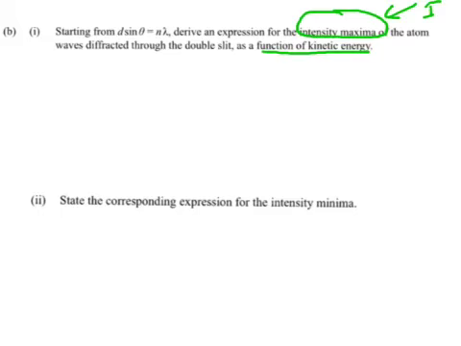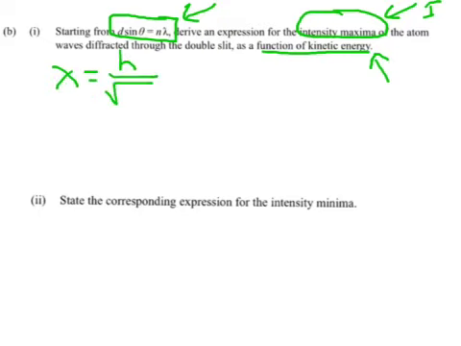What it's actually talking about is it doesn't want a particular I equals something. It wants you to start from this equation, d sine theta equals n lambda, to derive an expression for the intensity maxima as a function of kinetic energy. This here is an expression for the intensity maxima, but it's a function of the wavelength, not the kinetic energy. So we have to combine this plus our formula that we worked out previously for the wavelength. Remember, the wavelength equals Planck's constant over square root 2me.